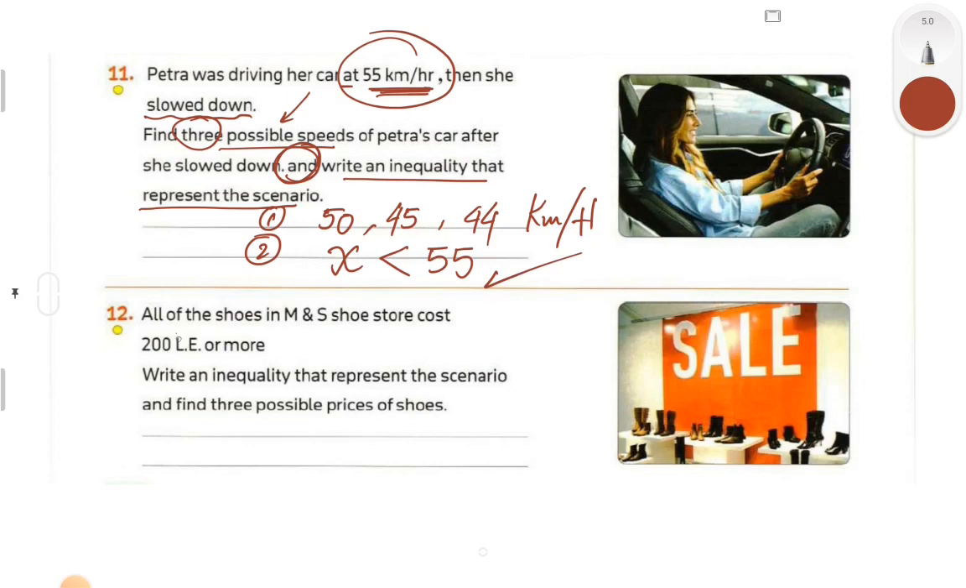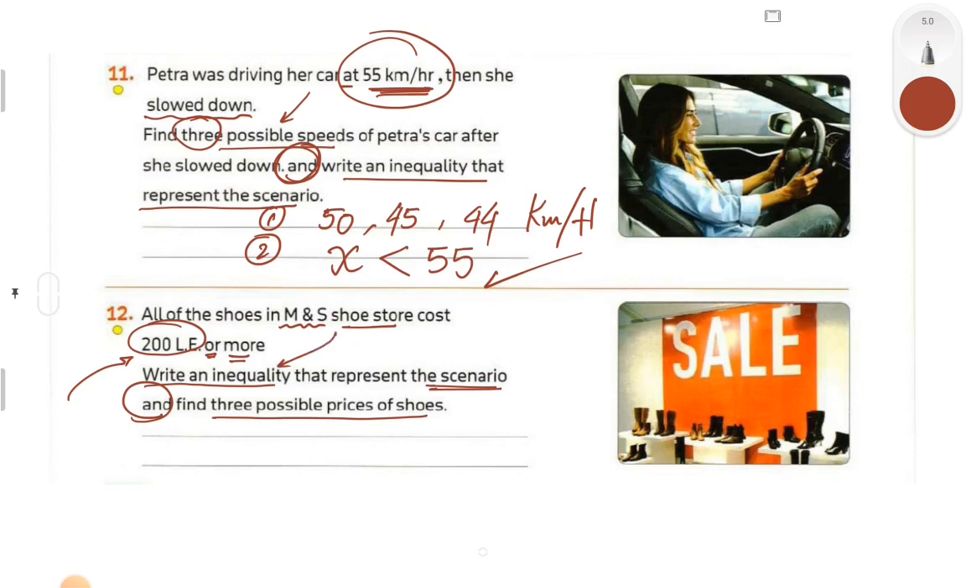Next one, all of the shoes in M and S. M and S is the name of a shoe store. All of the shoes cost 200 LE or more. So we start with 200, okay, and greater than. Now write an inequality to represent the scenario and find 3 possible prices of shoes. First, what is the inequality?